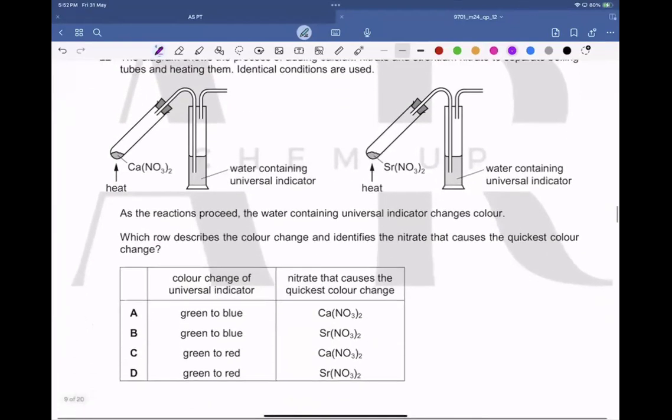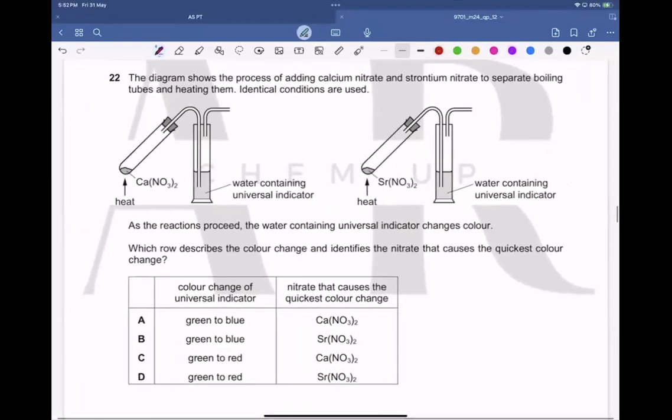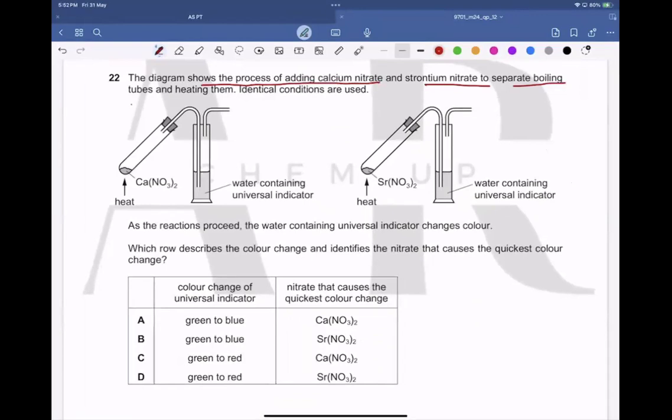Okay. Now question number 22. The diagram shows the process of adding calcium nitrate and strontium nitrate to separate boiling tubes and heating them. Identical conditions are used. Okay. As the reaction proceeds, the water containing units will, okay. Yeah, because nitrogen oxide is formed, and nitrogen oxide is an acidic gas, brown color gas. Which row describes the color change and identifies the nitrate that causes it quickest?